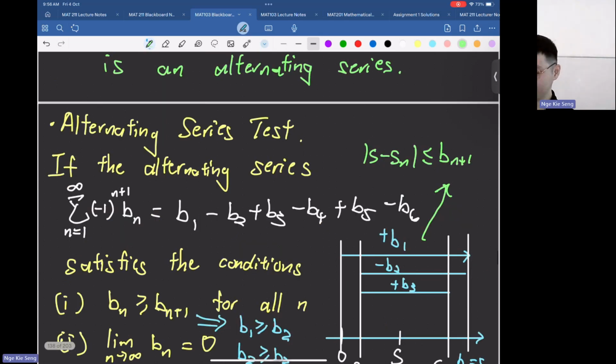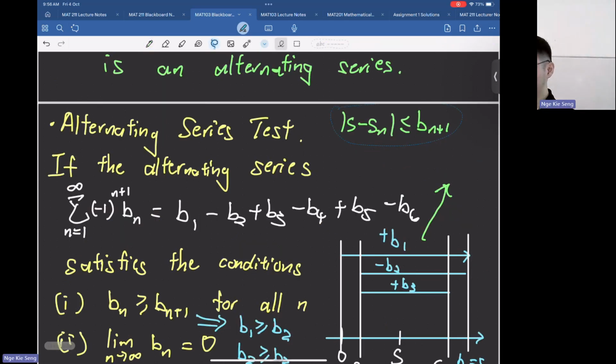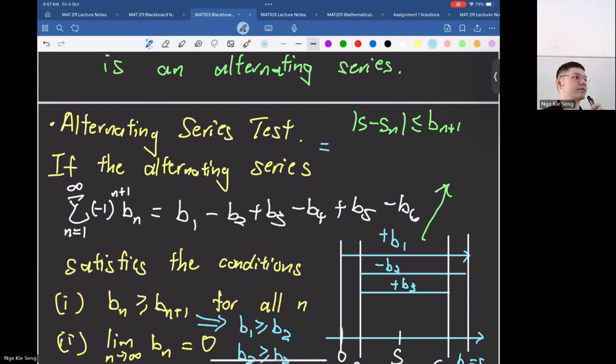Right? Why is it true? You cannot just plainly think. You need to get hands-on, try, compute. What is S minus Sn here? If you take away the partial sum already, what do you have left? You can compute one. What does it leave? Left with what?